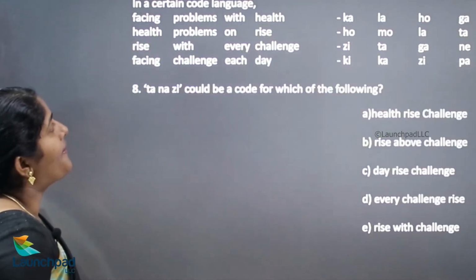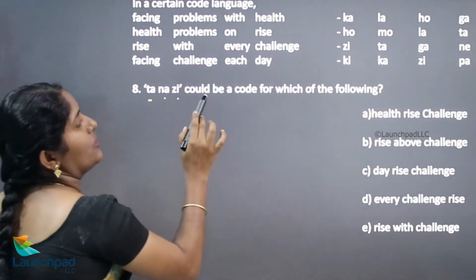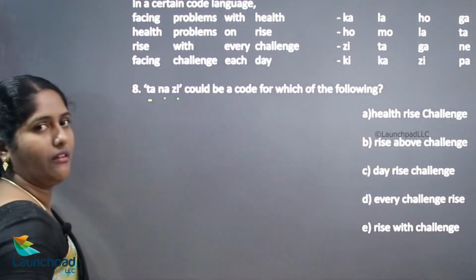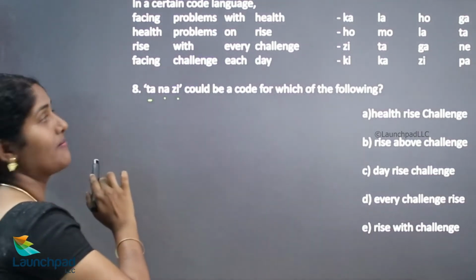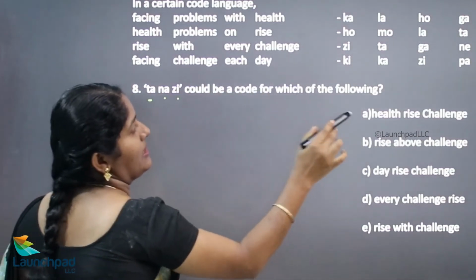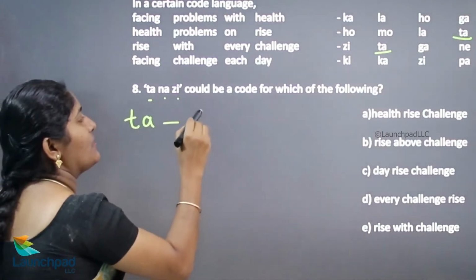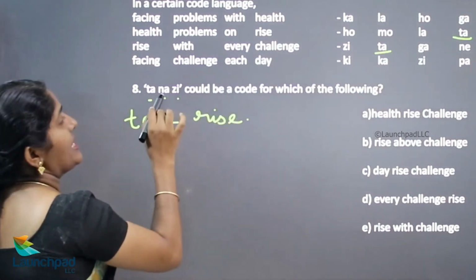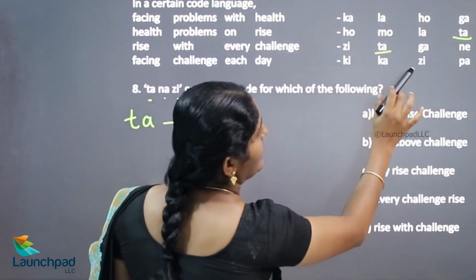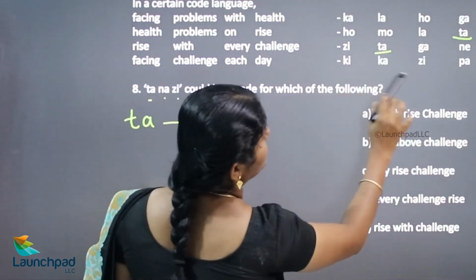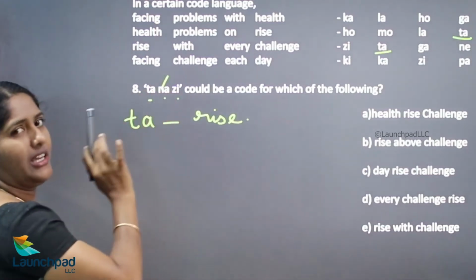Now they are asking: ta, na, zi could be the code for which of the following? So we want to calculate Ta, Na, Zi. Where is Ta available? Yes, here and here. Already we found Ta stands for rise. After that, Na. What code is available? The first sentence has no Na, the second no, the third no. Na is available only here. Na is the new code. We will keep it here.